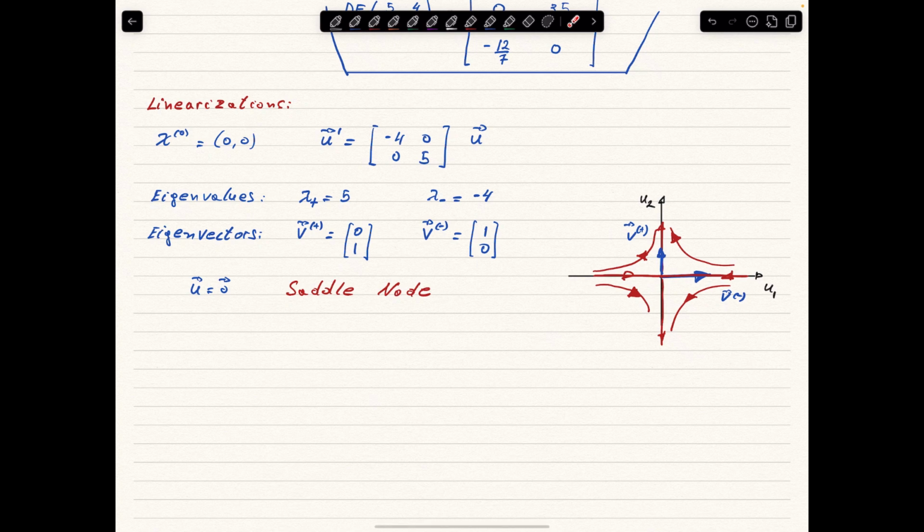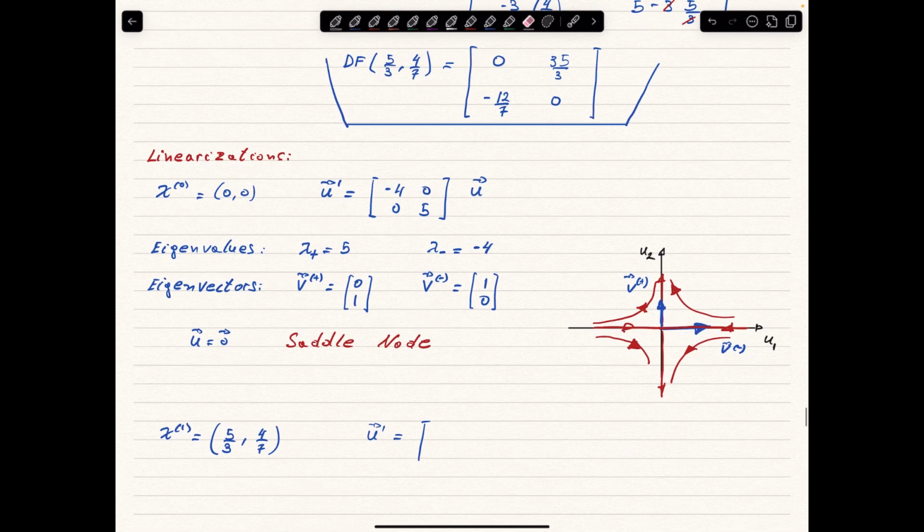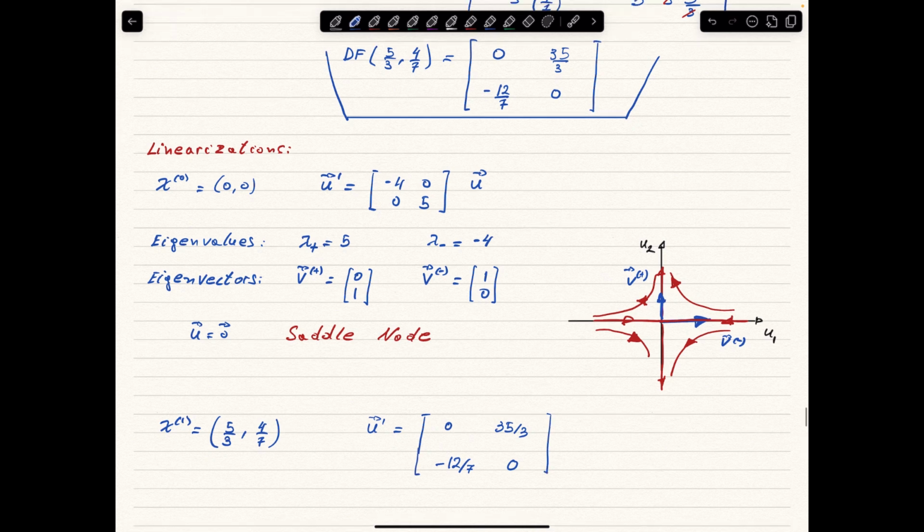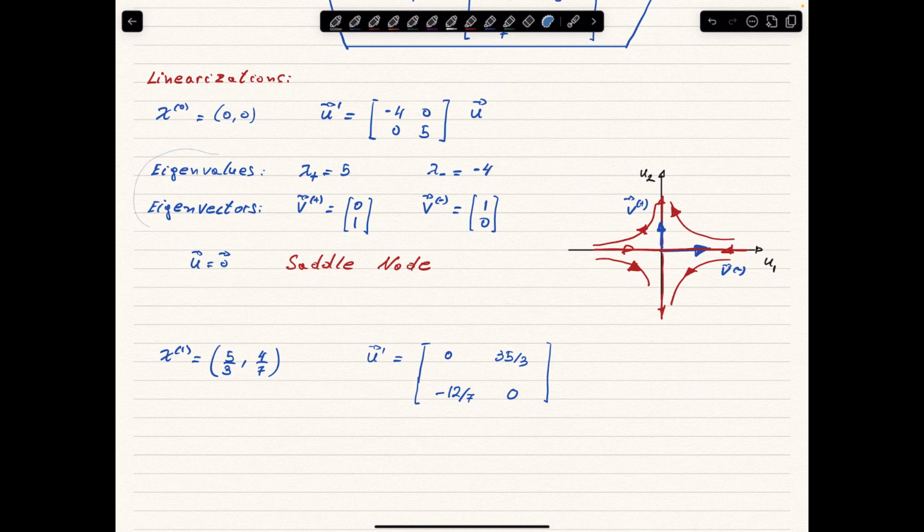So now let's move on to the next point, the last point actually, x1. Let's put it here, x1, which is that point 5/3, 4/7. And recall, now we need to solve the linear system u prime equal, and now we have a matrix, that is that matrix over there, which is 0, then 35/3, then here negative 12/7 and 0 again. It looks complicated, but it's not that difficult to find the eigenvalues and eigenvectors. Let's copy that so we don't need to write it all over again.